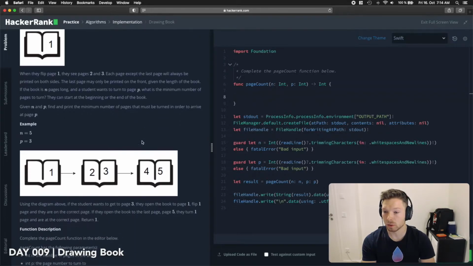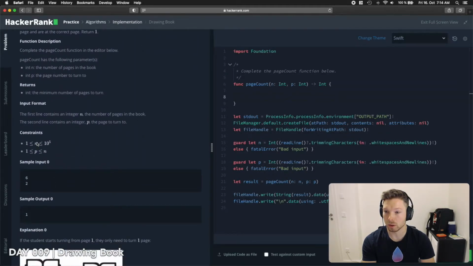The constraints are that the length of the book is bigger than 1 and smaller than or equal to 1,000,000, and P is always smaller or equal to n and bigger or equal to 1, which means P can be n. So what we could do is already check whether we're on the last side or page. That means if page is equal to n or page is equal to n minus 1, return 0, because then we don't need to turn any pages. And also if page is equal to 1, those are the edge cases, correct?